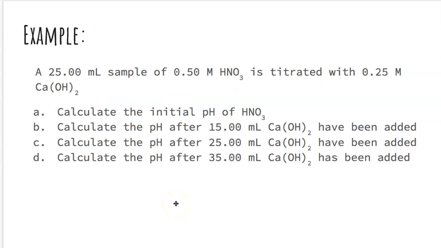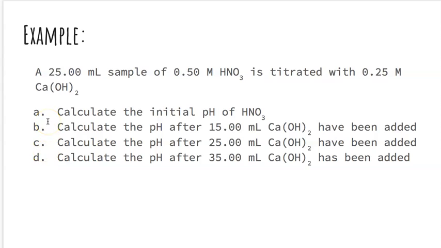So here's an example that hopefully will help it make a little more sense. I've got 25 milliliters of a 0.50 molar nitric acid solution, and we're going to titrate it with 0.25 molar calcium hydroxide. On the next slide, we're going to do A and B together, and then what I want you to do is go through and do C and D on your own afterwards.